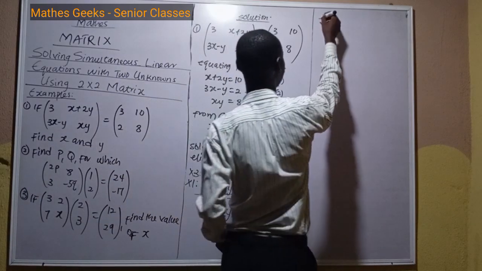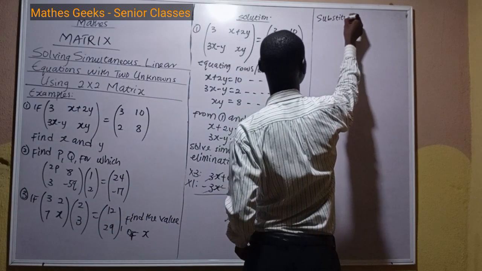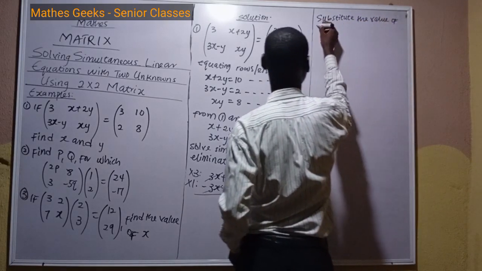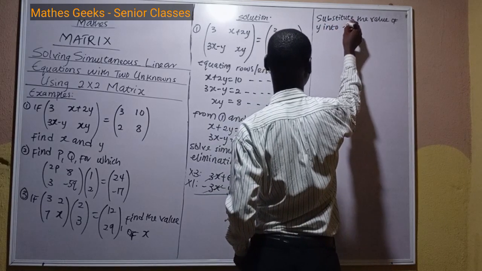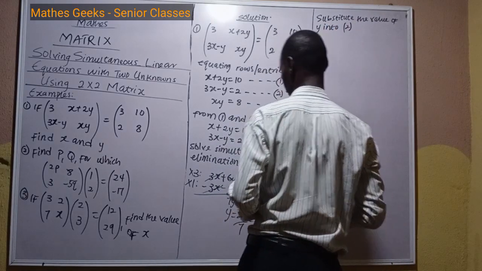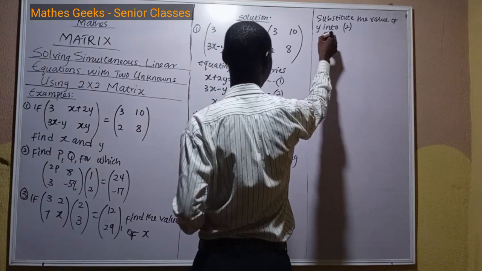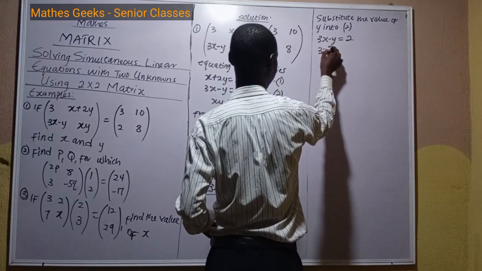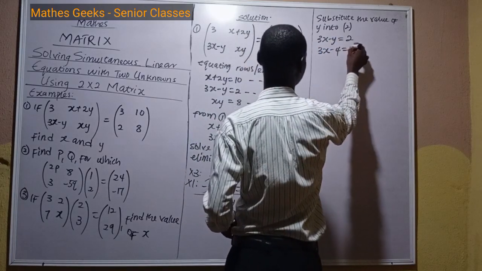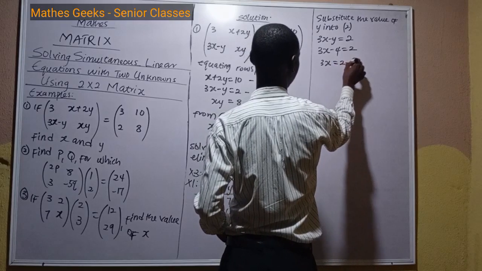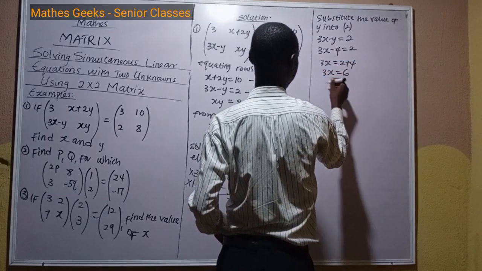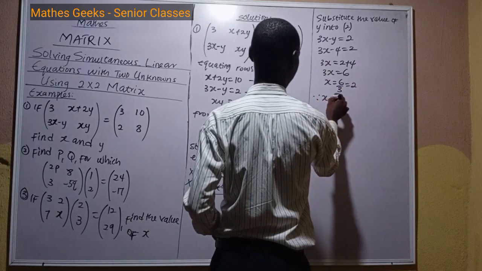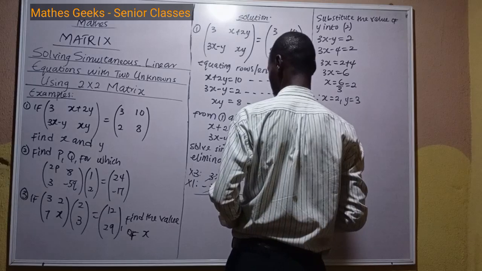Next is substitute the value of y into equation 2. In equation 2 we have 3x minus y is equal to 2, where y is 4. So 3x equals 2 plus 4. 3x equals 6. x equals 6 over 3, that's equal to 2. Therefore x is 2. y is equal to 4.